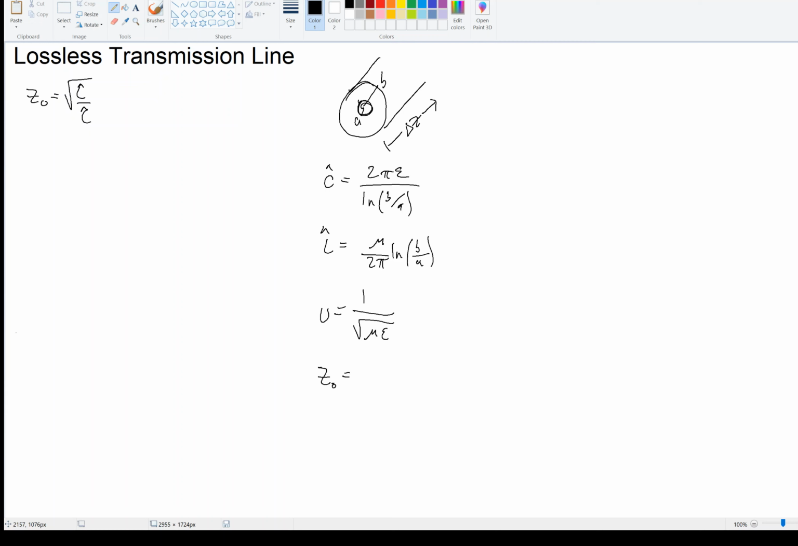Okay, so if we look at that here, what do we get? So if I plug in L hat and then I divide it by C hat, you'll see again a lot of things canceling, and we get the square root of mu over epsilon times the natural log of B over A, like this.